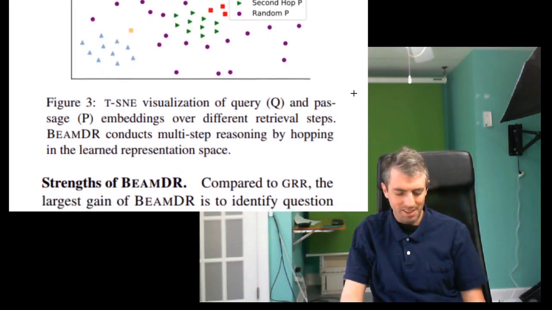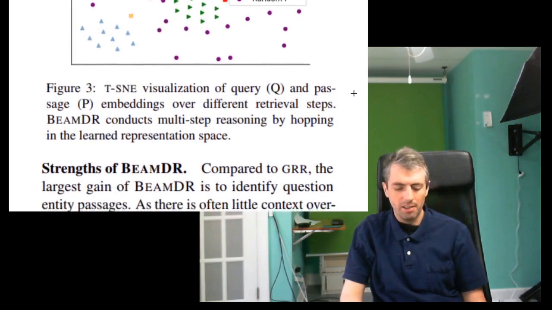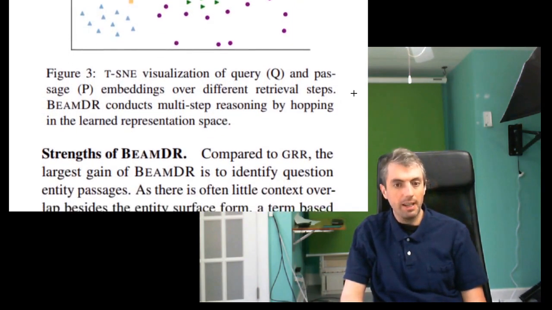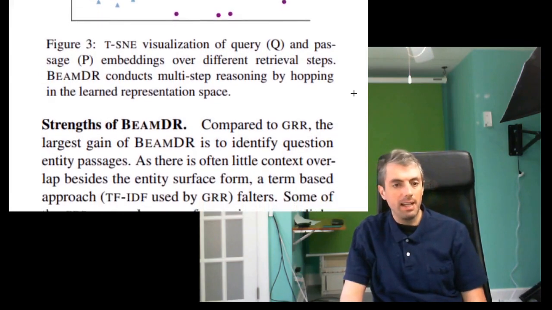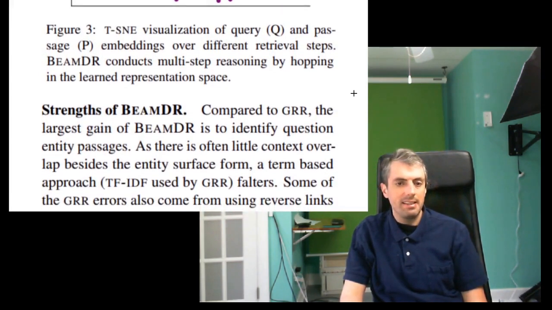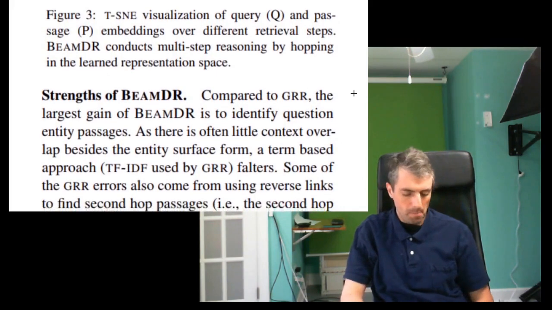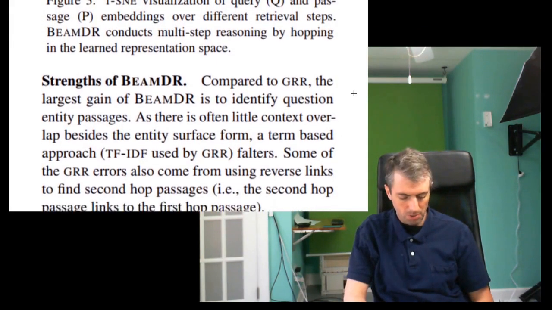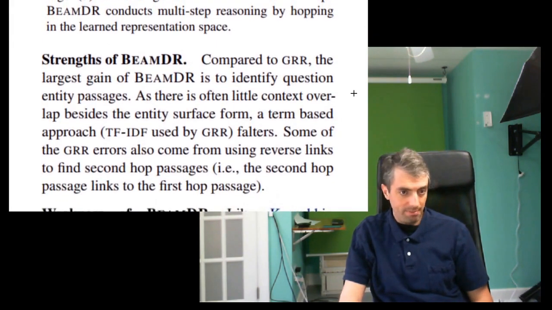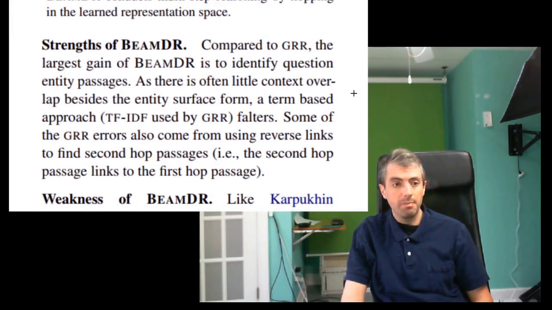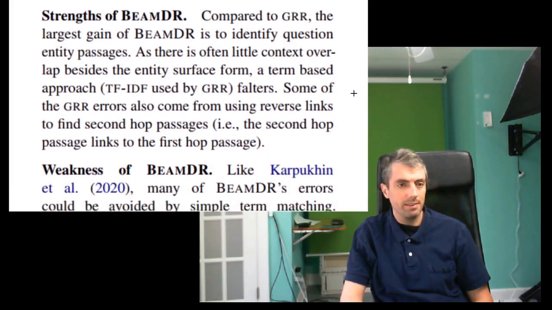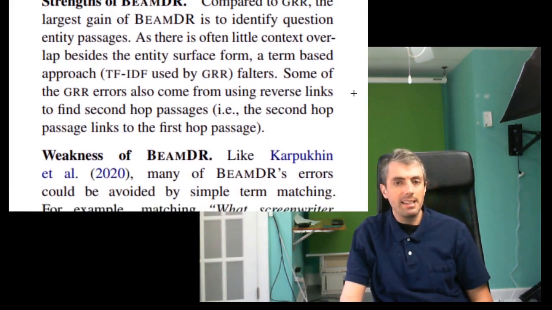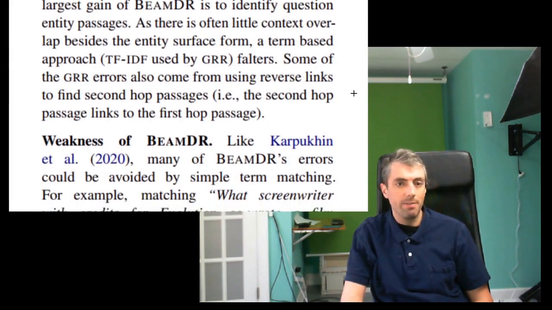Strengths of BeamDR. Compared to GRR, the largest gain of BeamDR is to identify question entity passages, as there is often little context overlap besides the entity surface form. A term-based approach, TF-IDF used by GRR, falters. Some of the GRR errors also come from using reverse links to find second hop passages, i.e. the second hop passage links to the first hop passage.